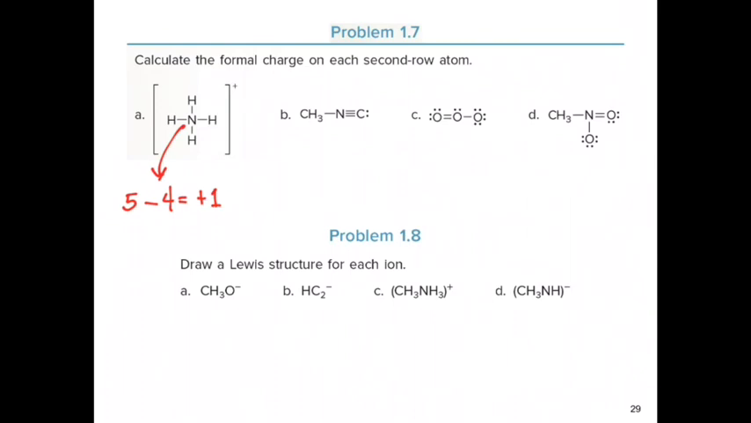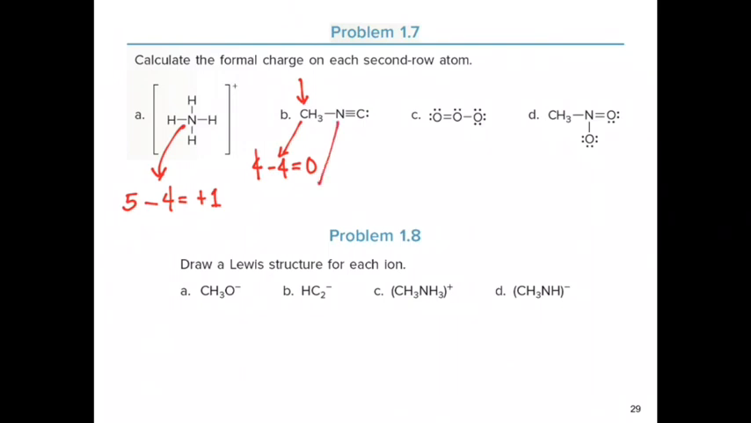What about this carbon right here? Because this is also a second row atom. So this carbon has 3 other bonds because it's bonded to 3 hydrogen atoms, plus another bond with the nitrogen. So that's a total of 4 bonding pairs, which equate to 8 bonding electrons divided by 2, 4 electrons owned. And so this carbon has 4 valence electrons minus 4 owned electrons, which is equivalent to 0. So this carbon has a 0 formal charge.